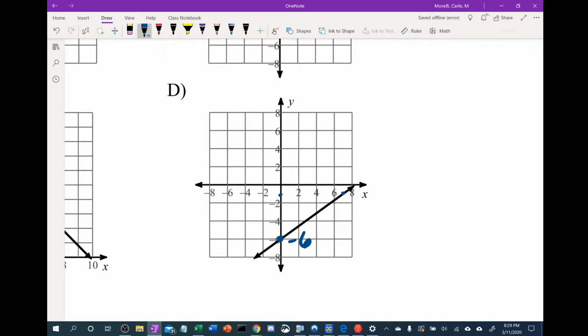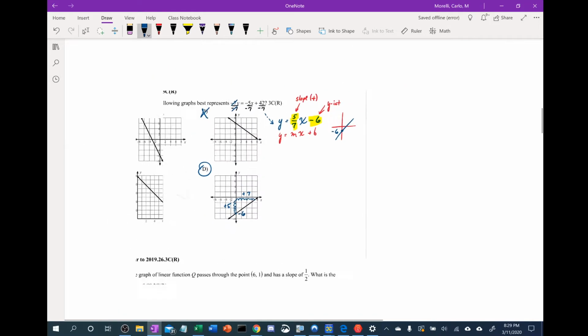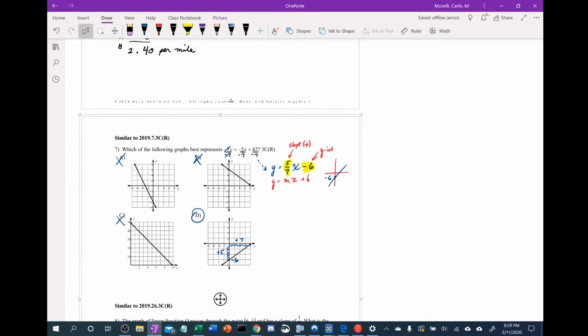So this is up, 1, 2, 3, 4, 5 over 1, 2, 3, 4, 5, 6, 7. Okay, worked out good. So up 5 over 7 to the right. It's correct. The answer is D. So I would answer that question anyway.